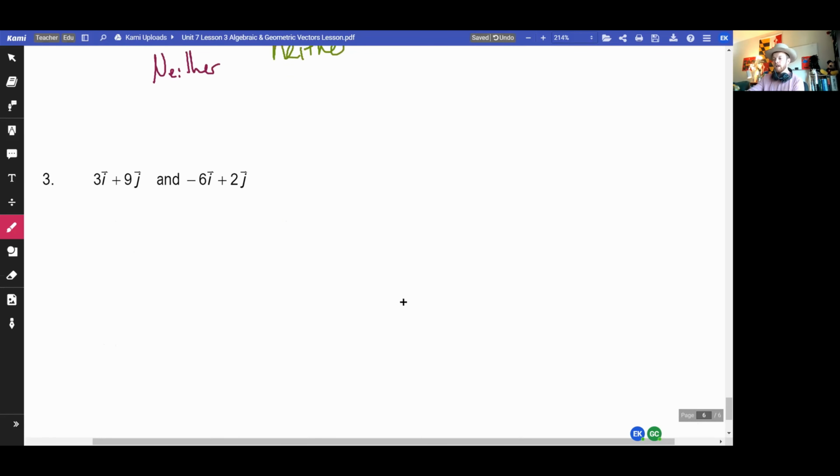Let me scroll down. We got one last one, and we are seeing the vectors written differently, but still a valid way. Just think about it in your head. We have 3 1 zeros being summed with 9 0 1s. 3 9. Negative 6 1 zeros and 2 0 1s. Negative 6 2. Let's see. We've got negative 18 and positive 18. Yep.